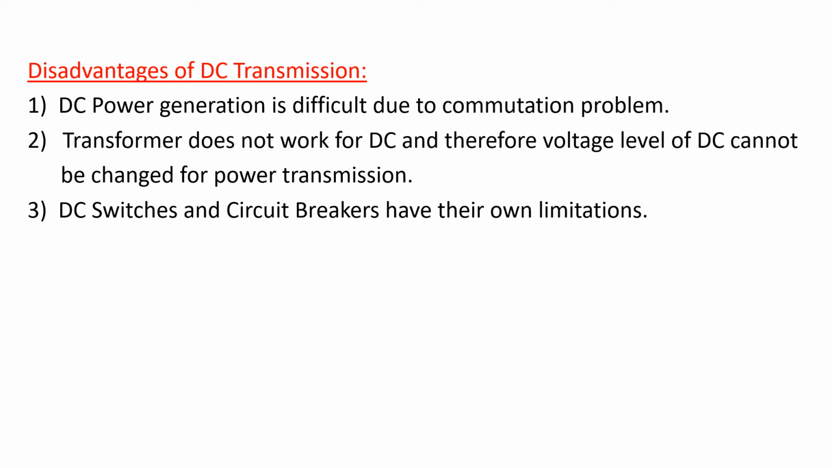So now we are going to see the disadvantages of DC transmission systems. The major disadvantage is that it is very difficult to generate DC power because of the presence of the commutation problem. Already we discussed the commutation problem in detail in the previous videos, so you can check it for more details. So DC power generation is very difficult.